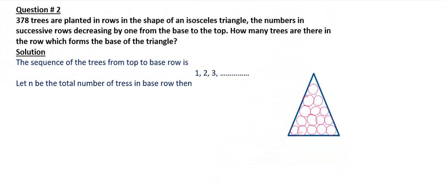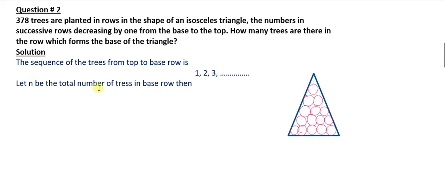You can see that the number of trees in the last row is greater than in the previous one, and similarly so on. As we move from base to the top, the number of trees decreases. So what we have to find is how many trees are there in the row which forms the base of the triangle. This means we have to find n. And if we take the reverse order, the sequence of trees from top to the base row, we have to find the n trees.